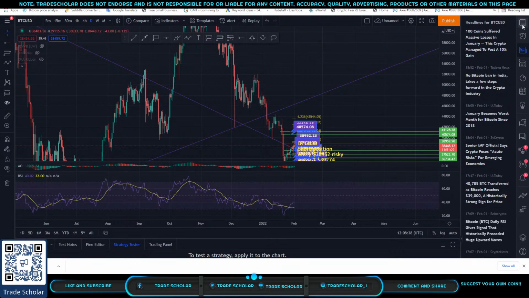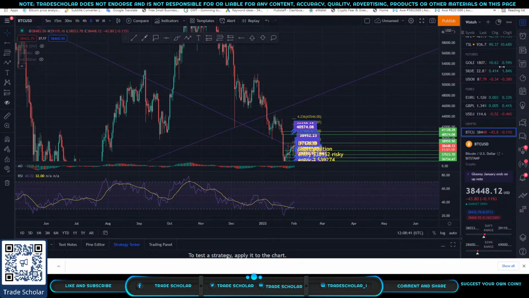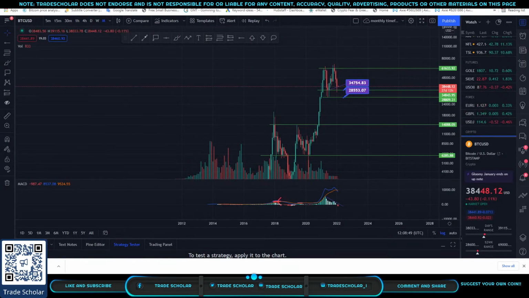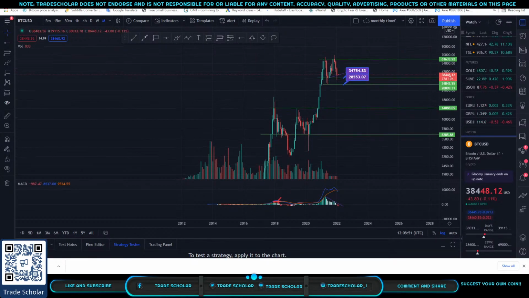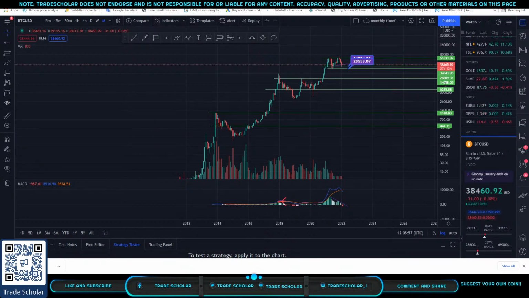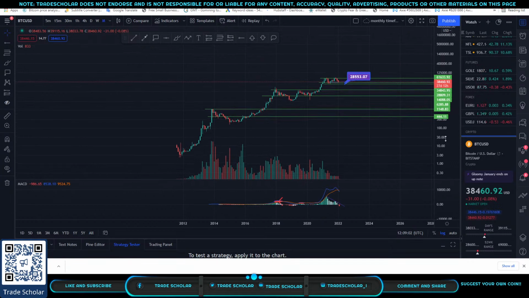So let's check our Bitcoin now. What do we have here for our Bitcoin? I will show you monthly. This is the monthly time frame. I remember I showed it to you yesterday. This is the monthly time frame because today is February 1, and this one is October 2013.